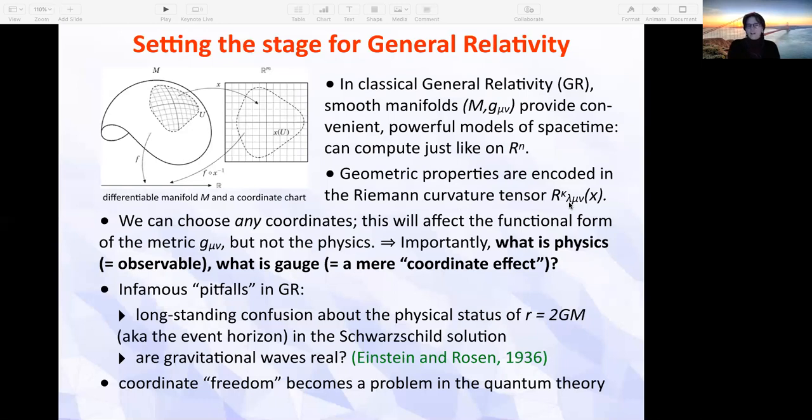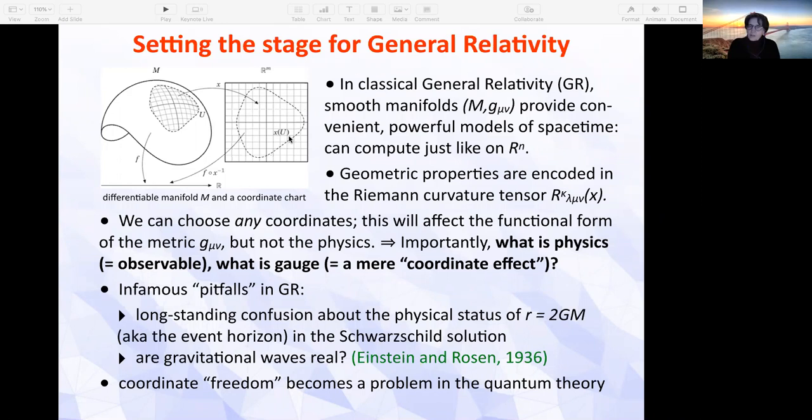Now, of course, we can choose any coordinate system. This will affect the functional form of the metric, but not the physics. So we are, in a way, free to choose such a coordinate system, and that's inherent in the entire construction. Now, this raises the question that will also in the quantum theory be very important, namely, there is a redundancy in the description, so I have to be careful to distinguish between physics, what is observable, and gauge.